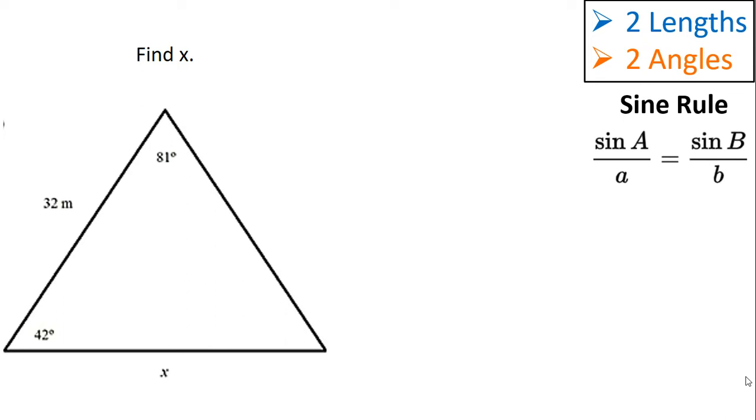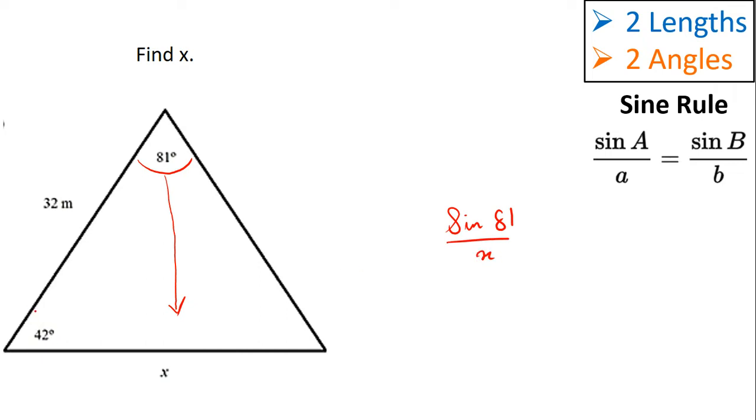As explained already, whichever is my sine A, the length that is right opposite to that is supposed to be my small a. For example, if I take 81 as the capital A, then the length that is right opposite to that is my small a. So I'm going to write down sine 81 over the length, that is x.